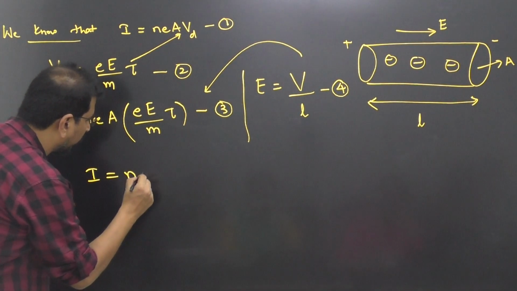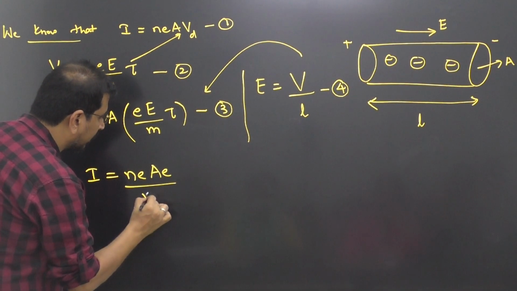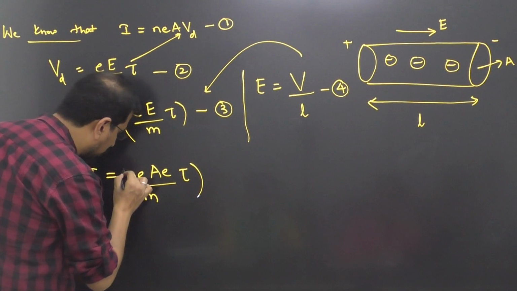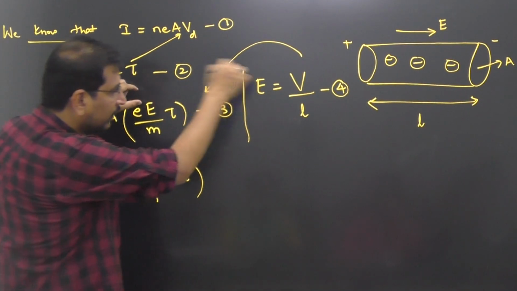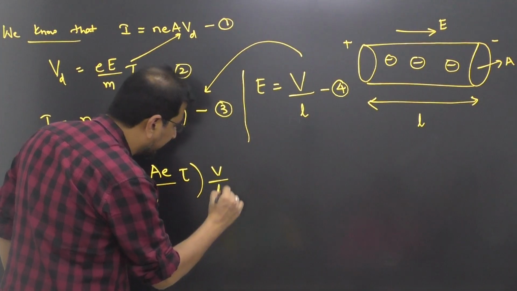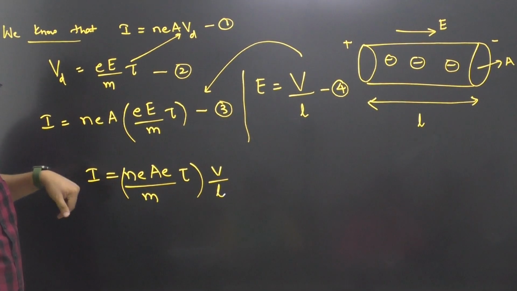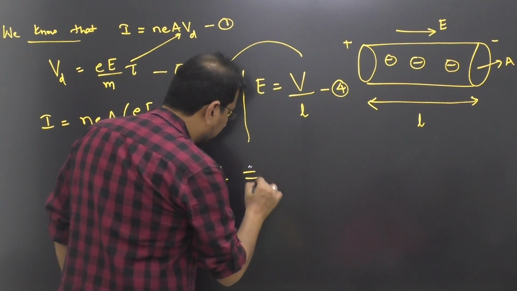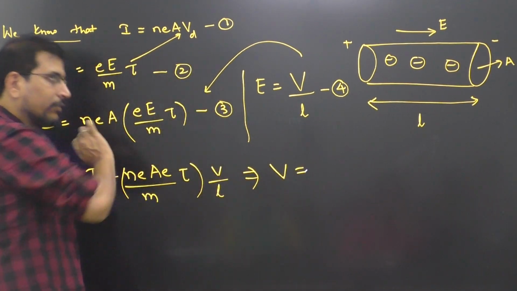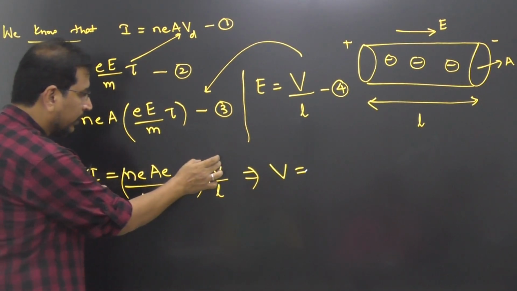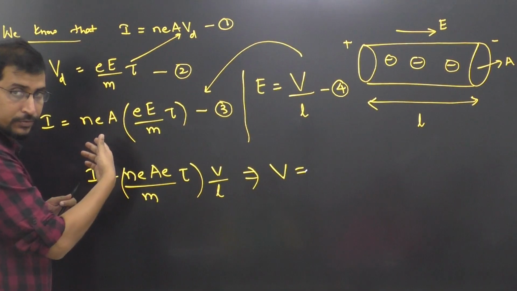I will be equal to NEA. I'll take this E here divided by m into, I'll have this tau also here. In the place of E, I will replace it with V divided by L. Right. Now I'm going to rearrange this equation, which implies I'll keep this V here. So I'm just writing this V on the left hand side. Okay. So V is going to stay at this place. Now what will happen is all other parameters will get shifted to the right.